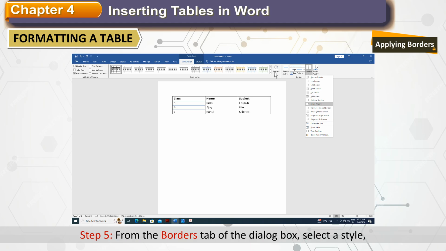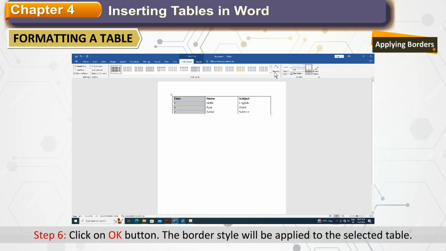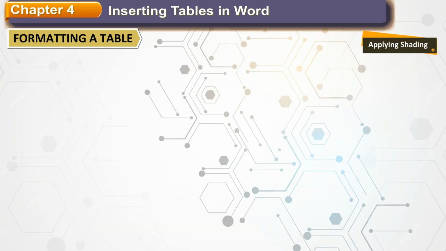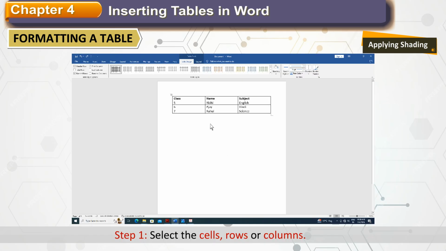From the Borders tab of the dialog box, select the style, color, and width of your border. Step 6. Click on the OK button. The border style will be applied to the selected table. Applying shading. To apply shading on the cells, follow these steps. Step 1. Select the cells, rows or columns.